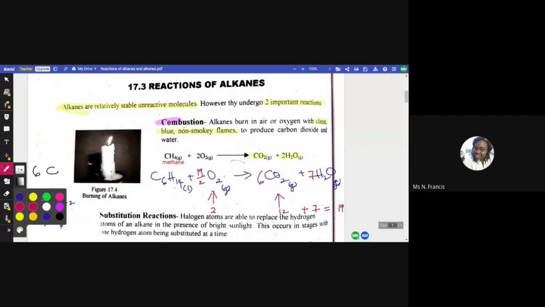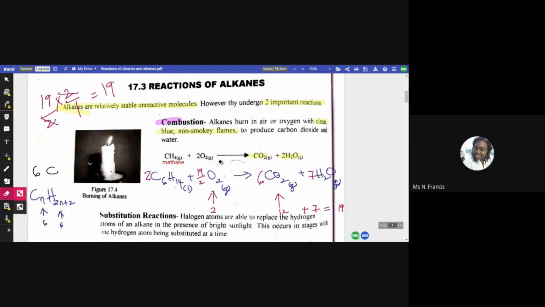So what would that look like now? It means that I'm going to have 2 in front of my C6H14, because there was no coefficient there. 19 over 2 times 2 over 1 is the same thing as 19. I remember that is what we were striving for. So this now becomes 19.